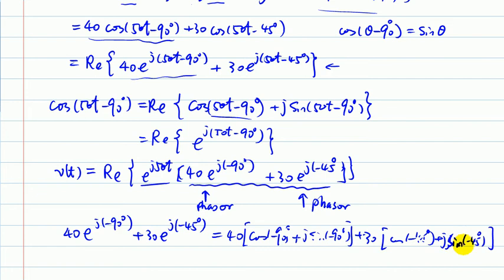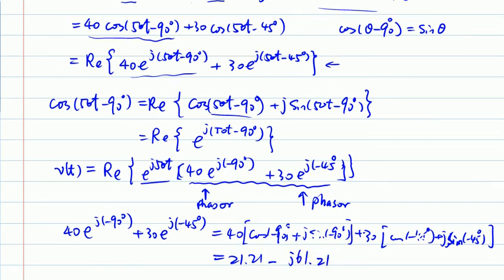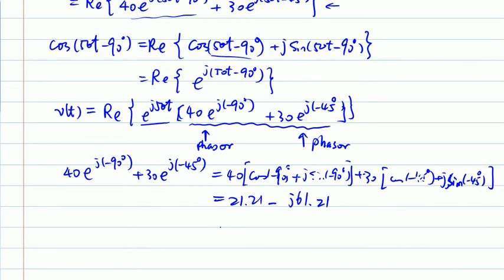You can definitely calculate the numbers. Once you calculate, you end up with 21.21 minus j61.21. So I got a complex number, but what I have here is an exponential thing, so I want to express this into a polar form.